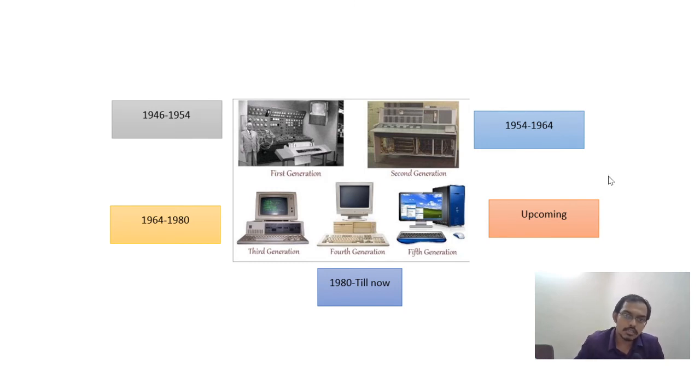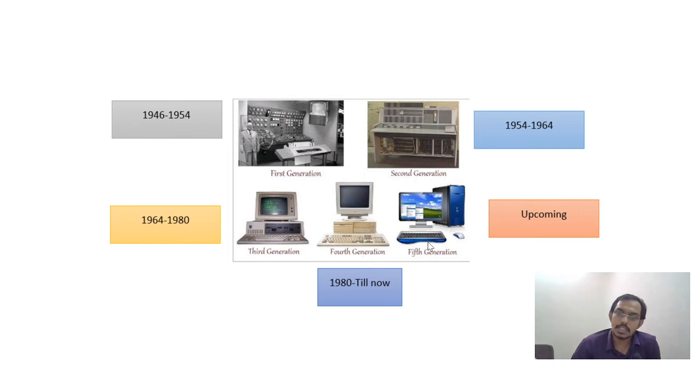From 1946 to 1954, we used the first generation computer, which used the vacuum tube. After that, from 1954 to 1964, this is the transistor. Using transistors, we implemented the computer system. From 1964 to 1980, we used the third generation computer, which uses the IC, that is the integrated circuit. From 1980 till now, we are using the fourth generation computer, implemented by the VLSI technique.